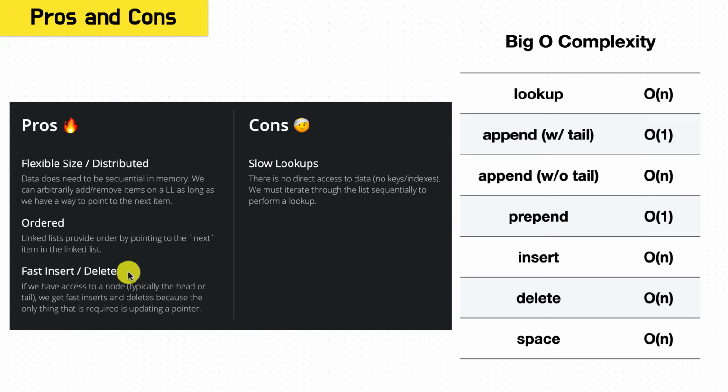And finally, you get fast operations when you have pointers. So if you have access to a pointer and don't need to iterate, it's always going to be constant time.